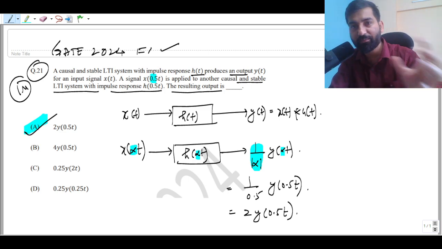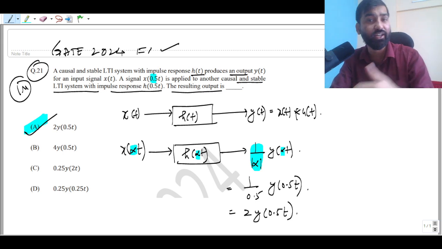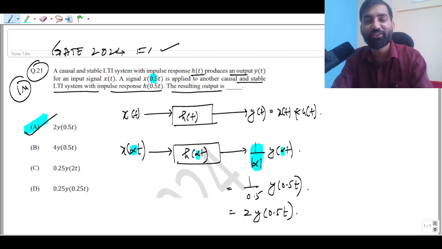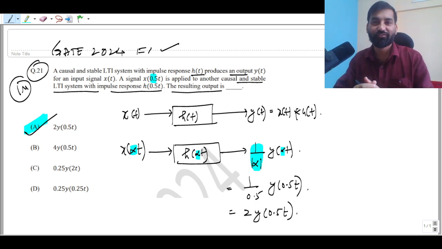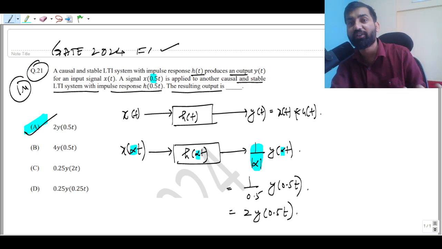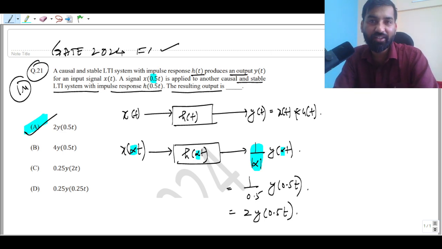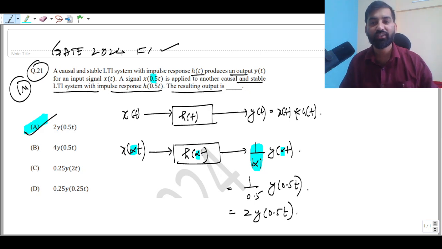If you scale the input by alpha and the impulse response is scaled by a different amount, beta, then it will be very difficult to find out the scaling factor for the output, and how your output is going to be influenced by these scalings. So when we apply the scaling property, remember this: if the input is scaled by alpha, the impulse response has to be scaled by the same amount alpha only. Therefore your output will be time scaled by alpha, but the amplitude also gets scaled by 1 by mod alpha. So hopefully this solution is clear.